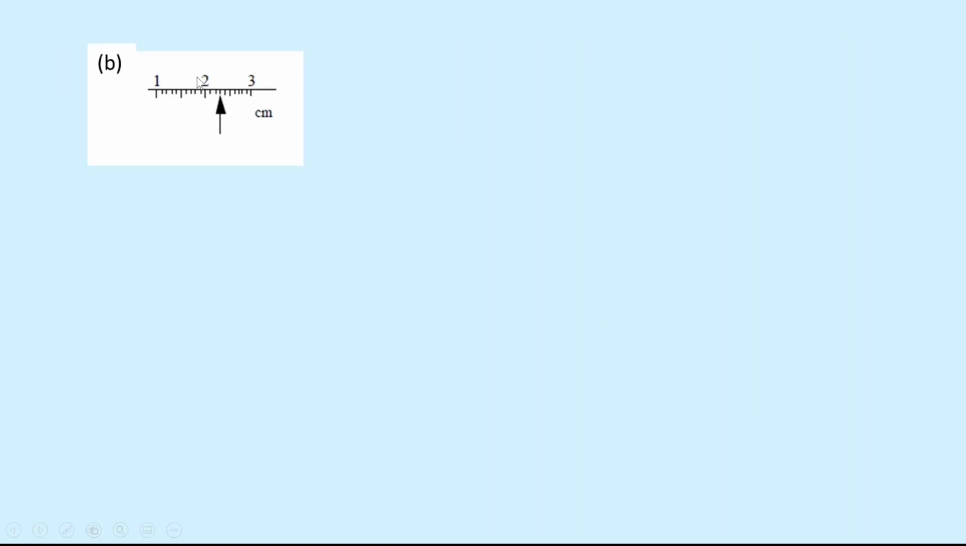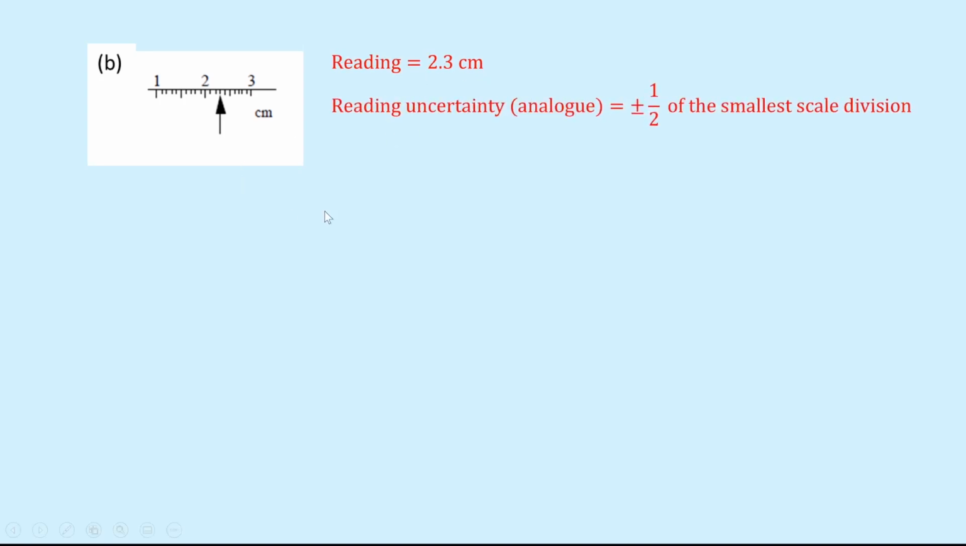Part B is a scale in centimetres, and the arrow is pointing to this third division here. Now we have 10 divisions between the 2 and the 3, so that arrow must be pointing to 2.3 centimetres. Just as before, our scale reading uncertainty is equal to plus or minus half of the smallest scale division, and that means it's plus or minus half of 0.1 centimetres, which gives us plus or minus 0.05 centimetres. Remember, we want to state our answer in absolute form, so it would be 2.3 centimetres plus or minus 0.05 centimetres, but if we put it in brackets we don't need to say centimetres twice, so it looks like this: 2.3 plus or minus 0.05 centimetres.